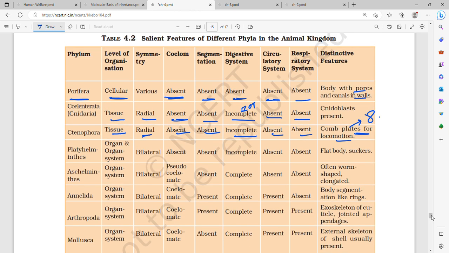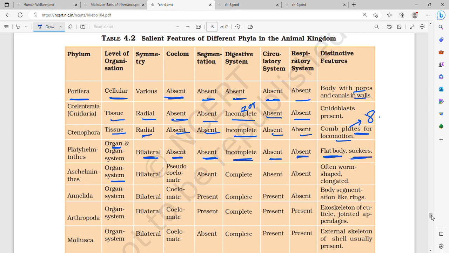Platyhelminthes has the organ level of organization firstly seen. Symmetry: bilaterally symmetrical. Coelom is not present, segmentation is not present, digestive system is incomplete, circulatory system not present, respiratory system not present. Distinctive features: it has a flat body and suckers. Dorsoventrally flat, with hooks and suckers.